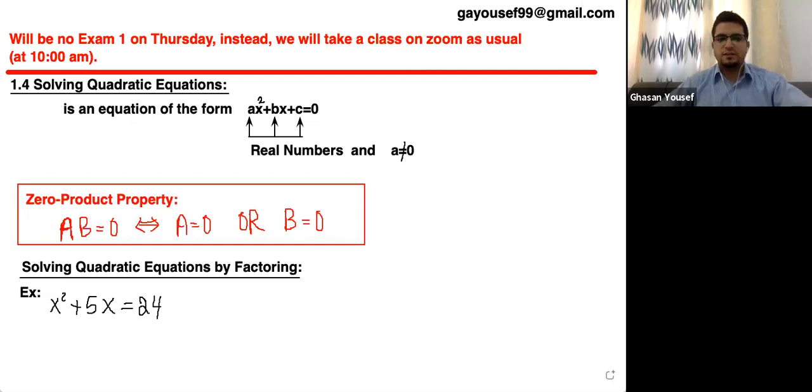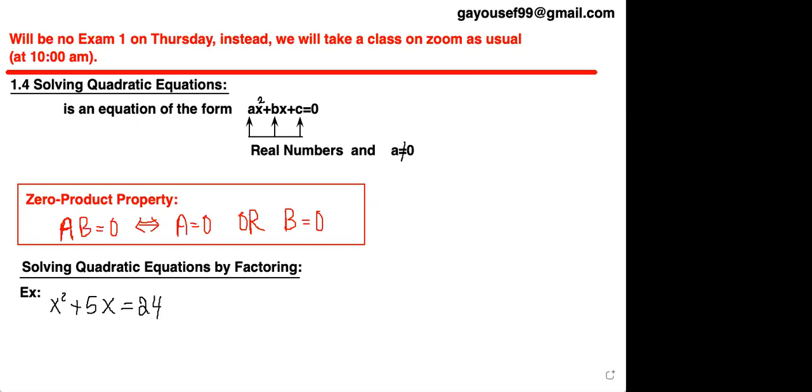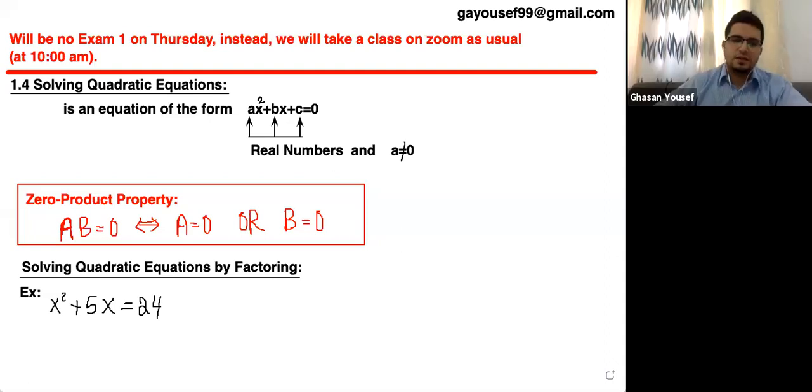So what is the first step here? How can I solve this quadratic equation? Any idea? You would subtract 24 to get 0 on the right side. This is correct. So first of all, when you see something like x squared plus 5x equal 24, I have to move everything to one side and I make the other side equal 0.